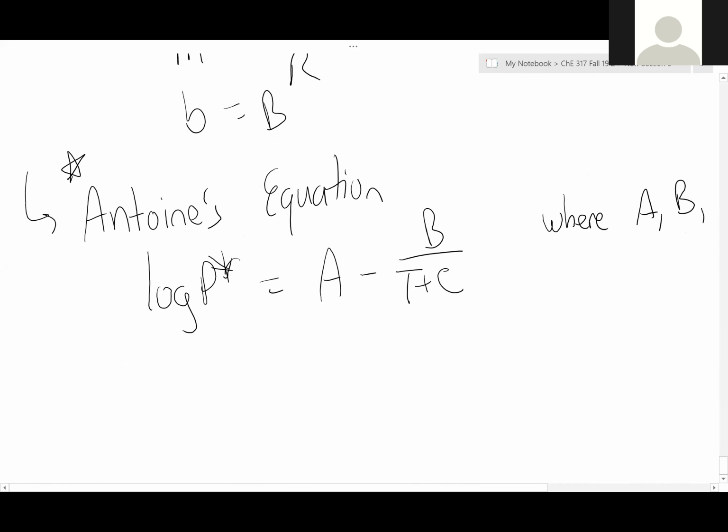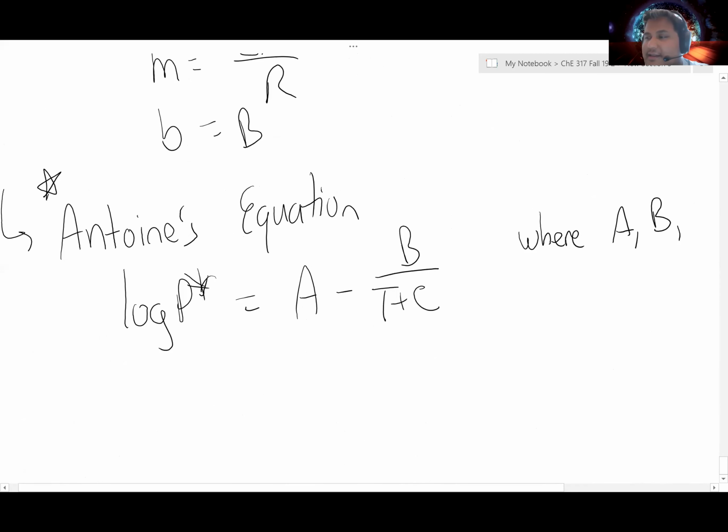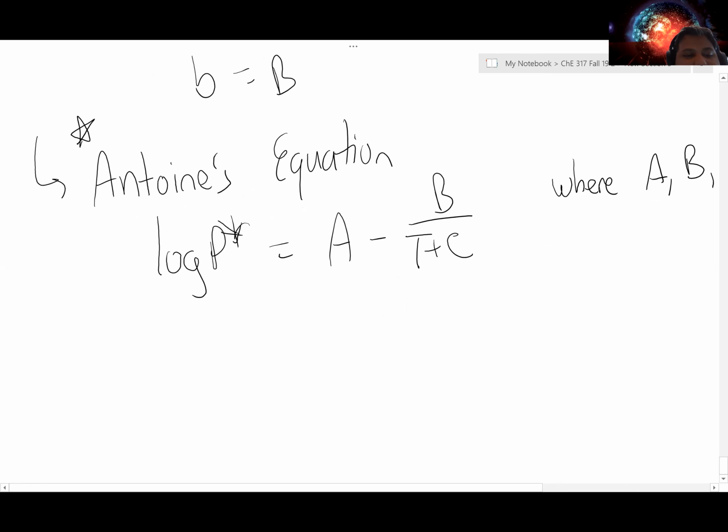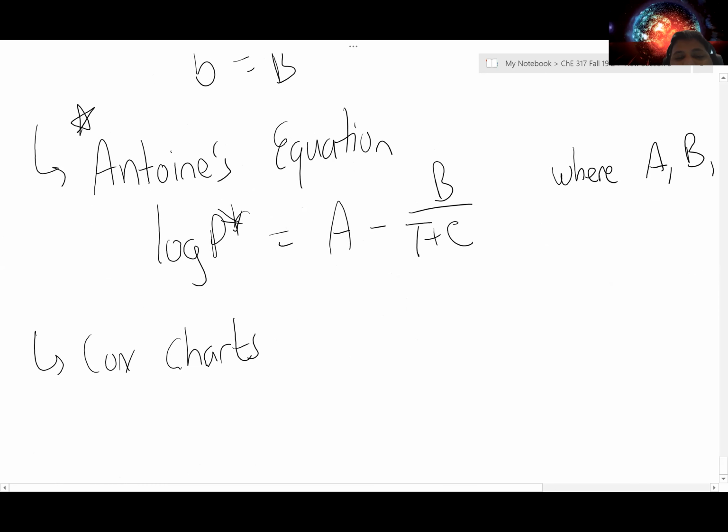Yeah. Okay. So, just a quick read-back: Antoine's equation is definitely one of the most convenient ways of calculating the vapor pressure of a species as a function of temperature. There's a couple more ways we can look at it, Cox charts, for those so inclined. But the big issue with Cox charts is it's a graph, so you're only as accurate as your ability to read the graph. That's why I prefer numerical methods like Antoine's expression.